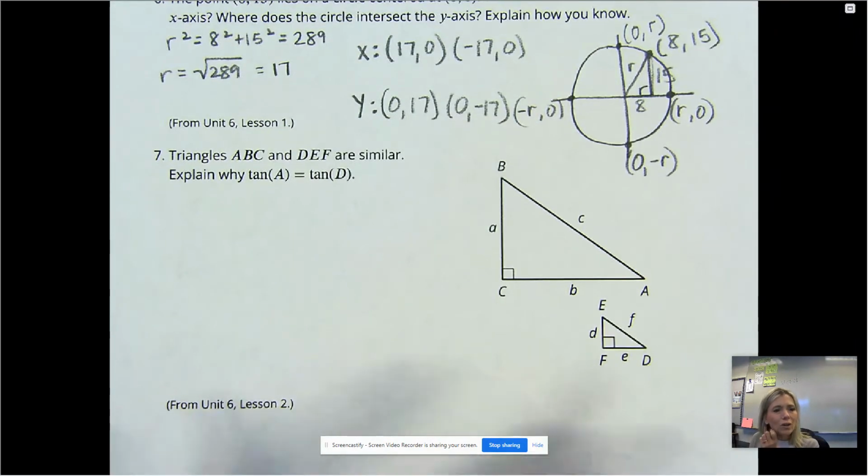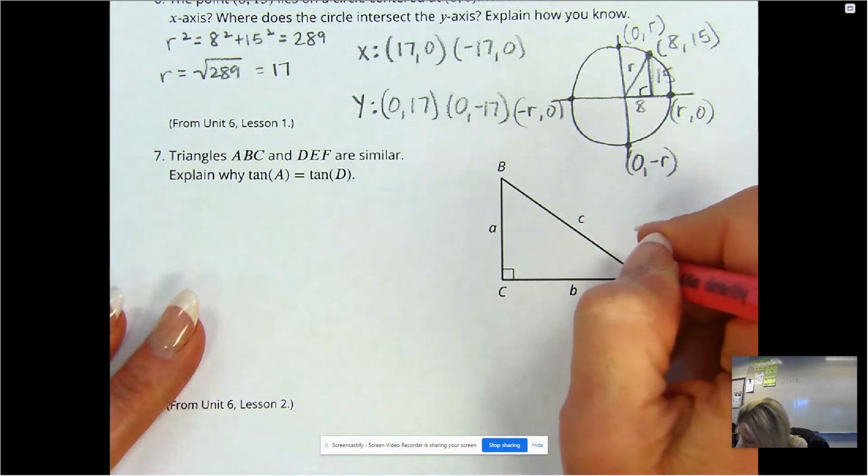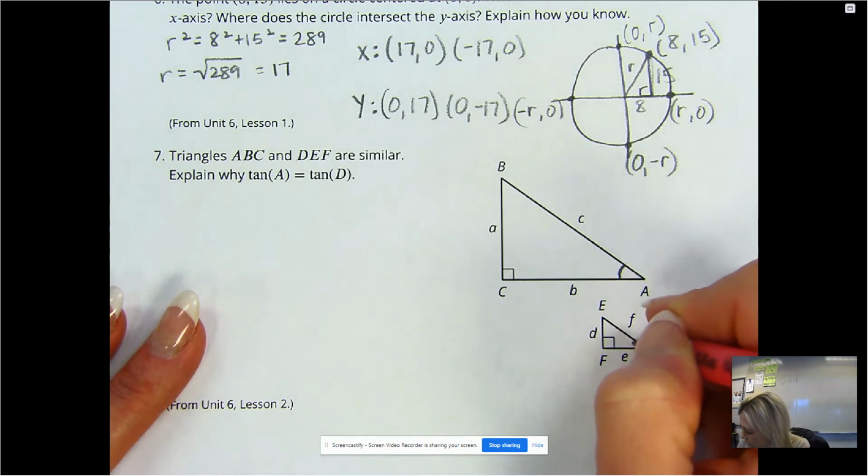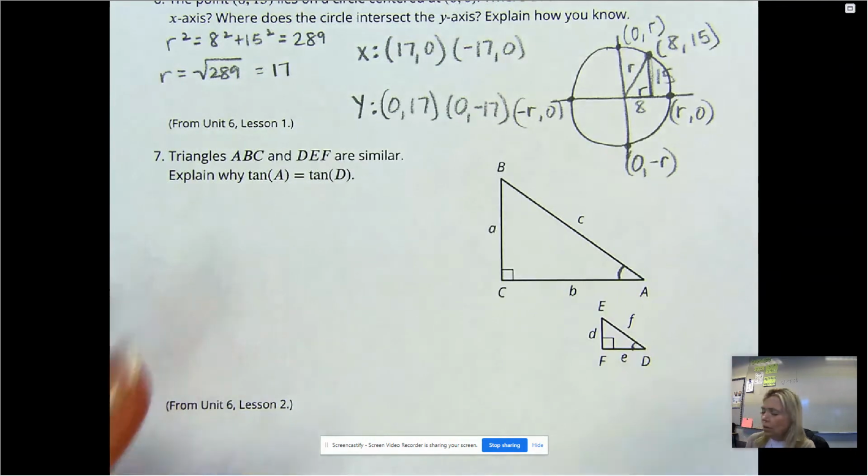Those 2 triangles are similar, so then the tangent of A, this angle here, is equal to the tangent of D, this angle here. Well, one thing we know is that in similar triangles, their angles are congruent, and so those will be corresponding angles. So the angles are congruent, and the tangents of the angles are also congruent. But we can actually prove this a little bit more.